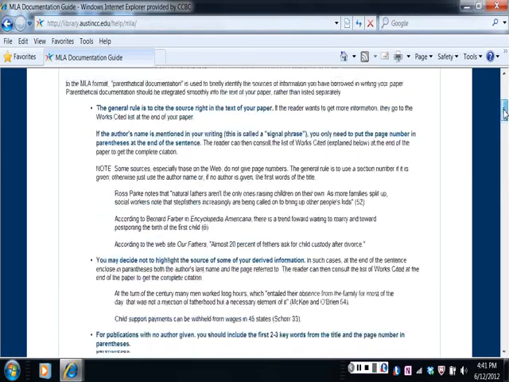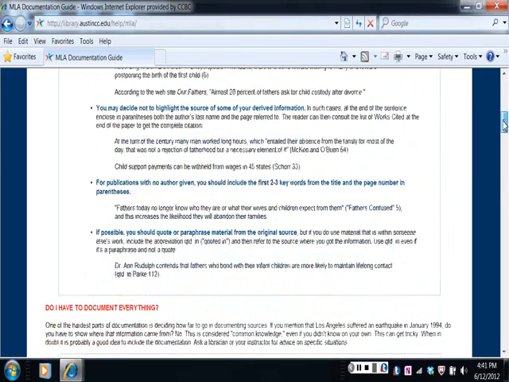Let's see what it says here. You may decide not to highlight the source of some of your derived information. In such cases, at the end of the sentence, enclose in parentheses both the author's last name and the page referred to. That is, if you don't want to highlight the author's last name, you just want to include the information like that many Chinese people are superstitious, as it says in many sources or as many critics claim, and you don't want to highlight the name of the author, then you would do it the way it says here.